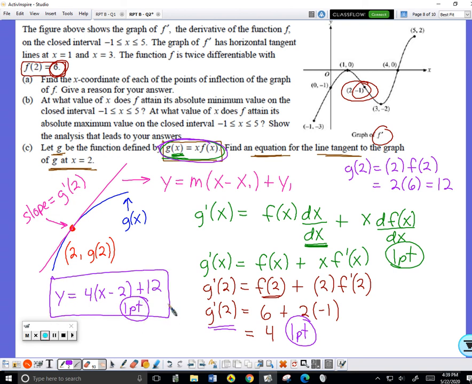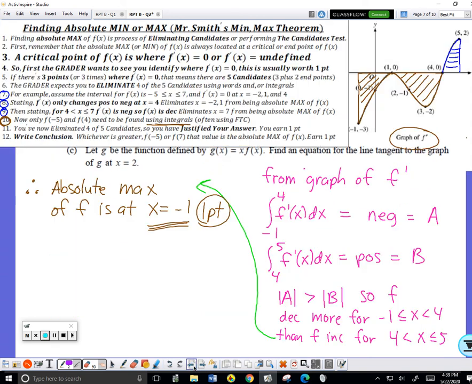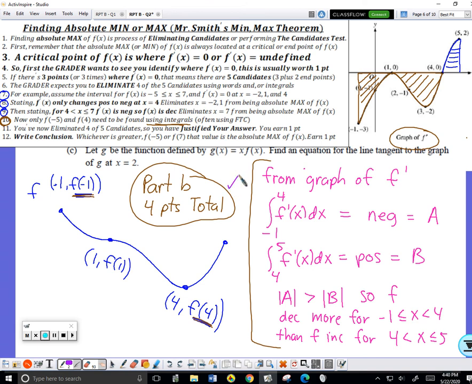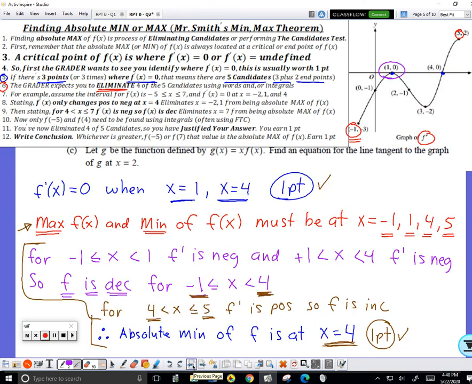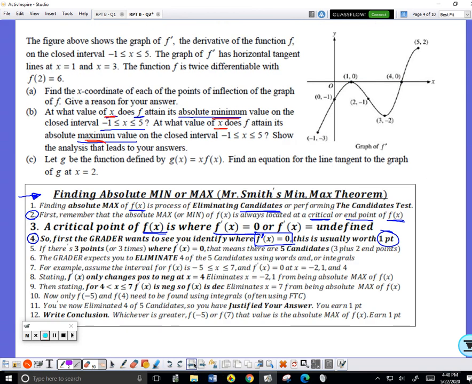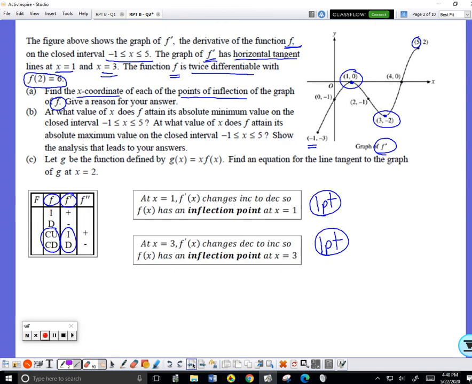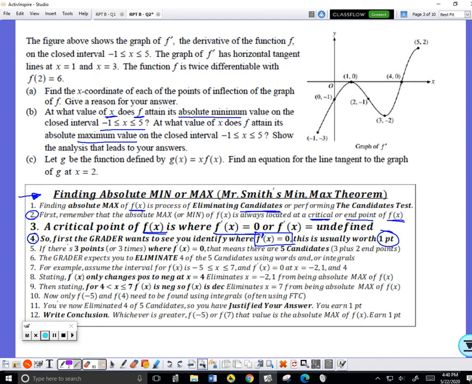Again, you want to go straight down the page. Don't jump around like I am. So 3 points total for part C. It was 4 points total for part B. And then, so that's 7 total. And then part A was 2 points total, so 9 so far. Keep going here.